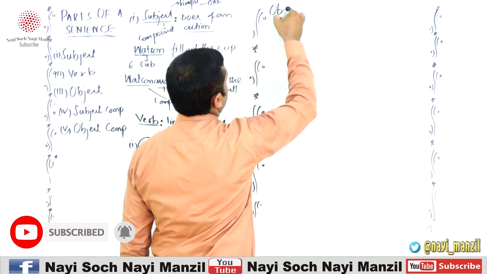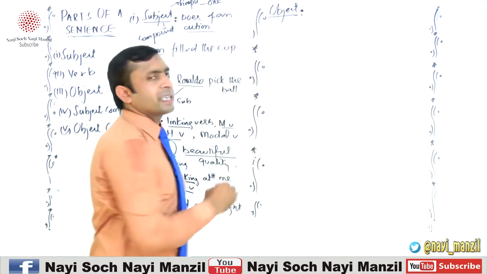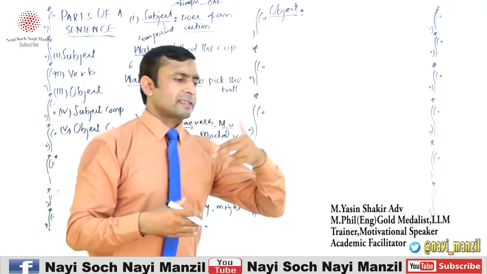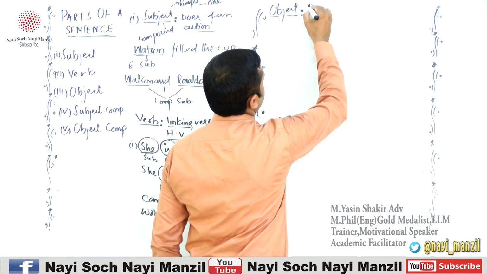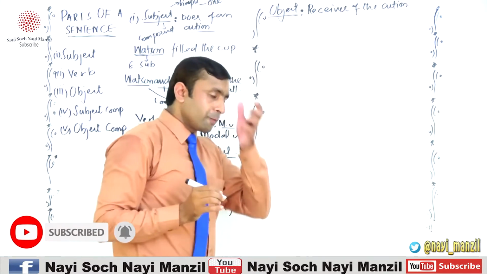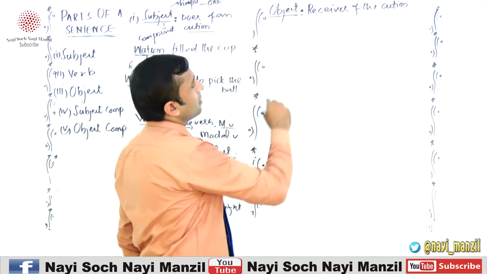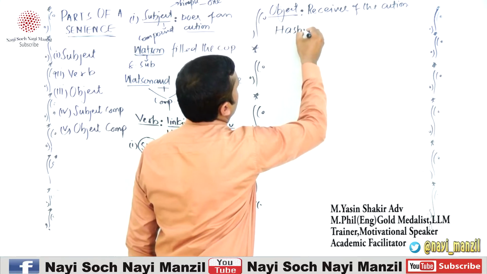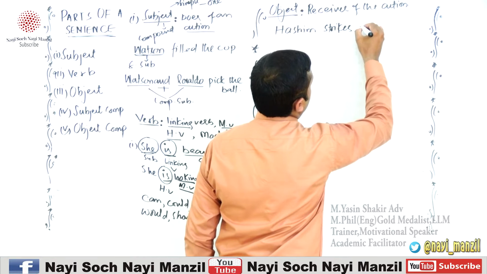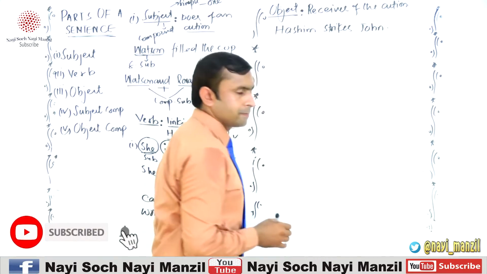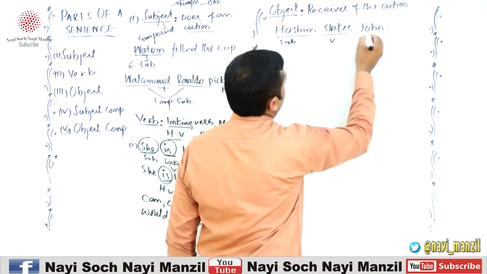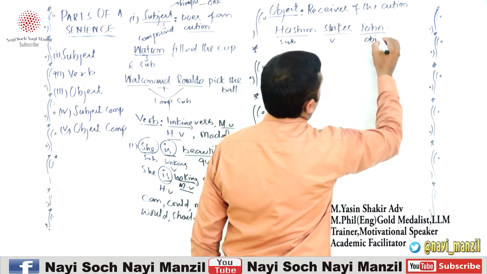What actually is object? As the subject is the doer of the action, the object is the opponent or the rival of the subject, it's the receiver of the action. You may say it receives the action that is done by the subject. For example, Hashim strikes John. Hashim is a subject, strikes is a verb, and John is the receiver of that strike.